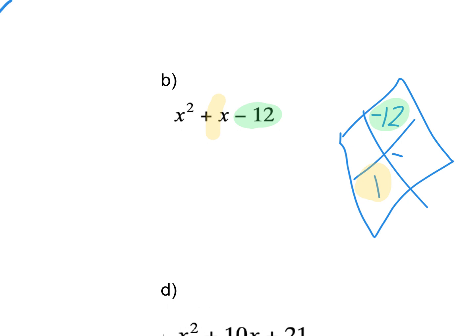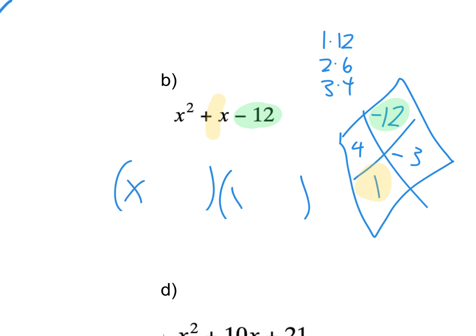So now I need to think, what are factors of 12? Well, I have 1 times 12, 2 times 6, and 3 times 4. So 3 and 4 look like the proper ones. We just need to figure out which one's negative. Well, if my sum is positive, then the larger number of these two has to be positive. So in that case, we'll have positive 4 and negative 3. Now, setting up our parentheses for our final answer, my variable is x, so I will begin both of them with an x, and then I'll just fill them in with my two factors. So x plus 4 and x minus 3.